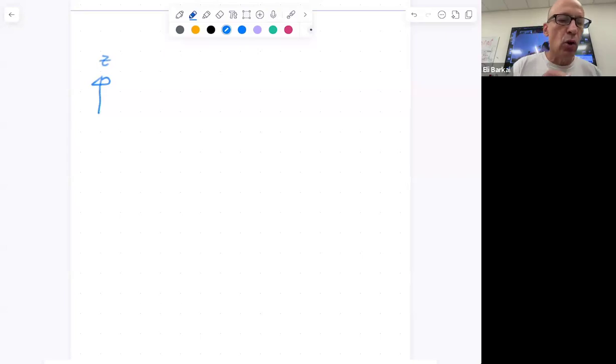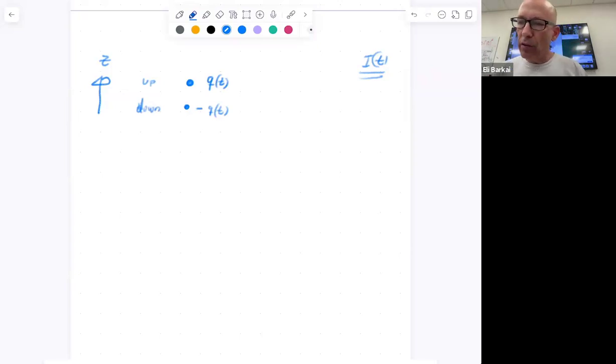I'm now defining the source. In some sense, I'm defining the current, which was I of t before. And the current here is actually a bit strange, but it's very useful from a pedagogical point of view. We have 2 points, minus q and plus q. This is up, this is down. And these q's are changing in time.